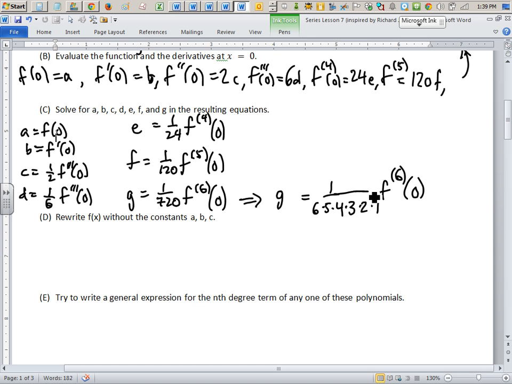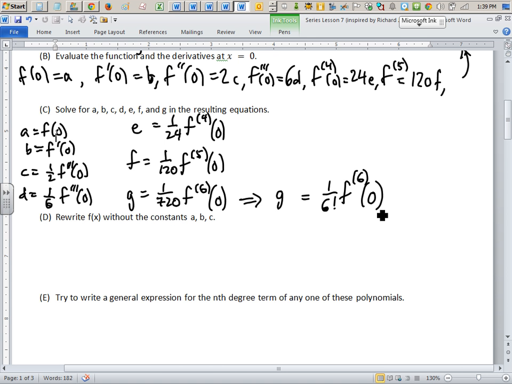Yes. So it seems like there's some kind of a weird connection between the coefficient g, the 6th factorial, and the 6th derivative. So I'll say that again. The 6th coefficient is 1 over 6 factorial times the 6th derivative. Very interesting connection. So I'll abbreviate what I just wrote. You know I can use the factorial symbol, right? So let me do that. It is no coincidence that this is 1 over 6 factorial times the 6th derivative at 0.